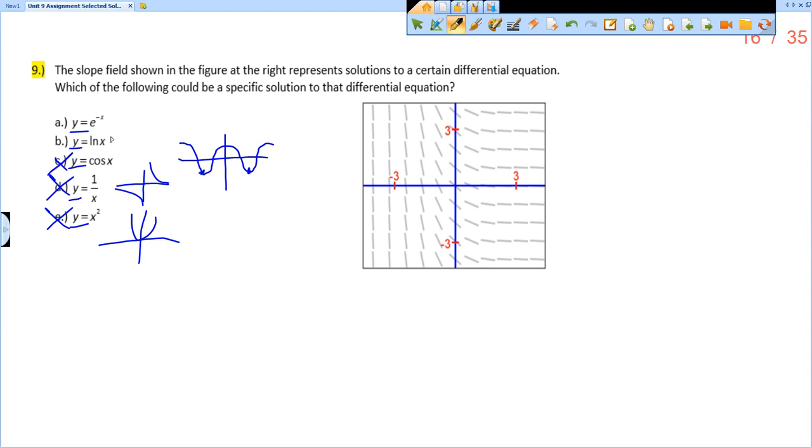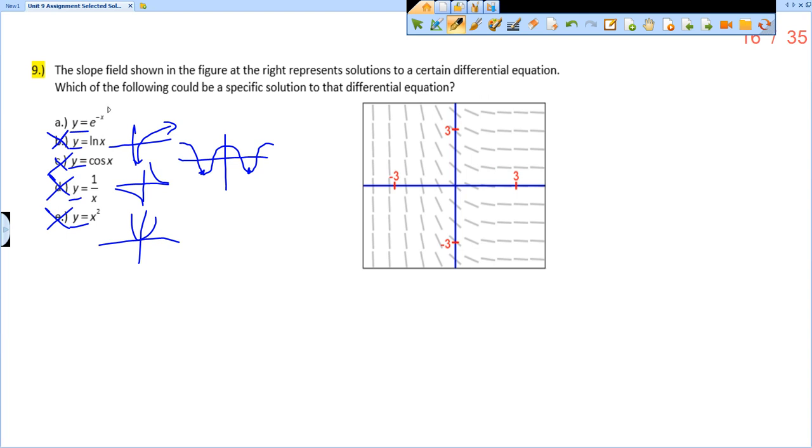All right, what about y equals the natural log of x? You should know that y equals the natural log looks like this, vertical asymptote, and then it continues like that. And so if you go here and draw that, does this match? Well, no, definitely not. All right, and so lastly, I get to A.